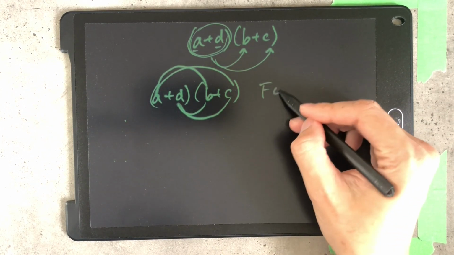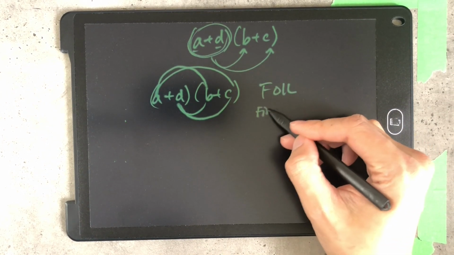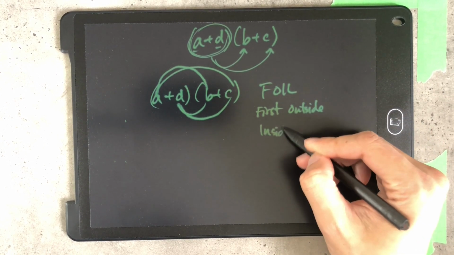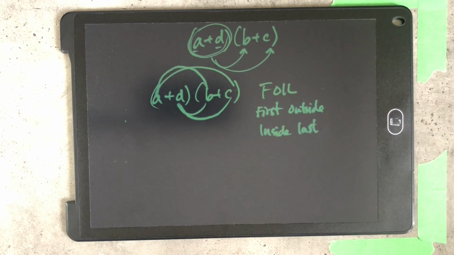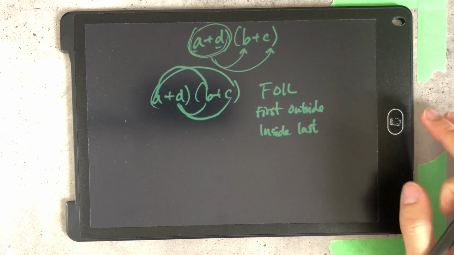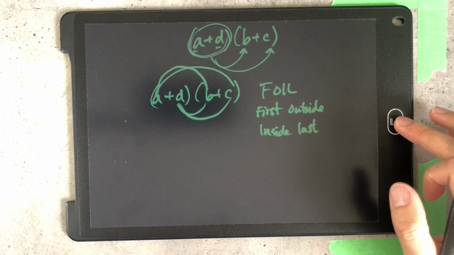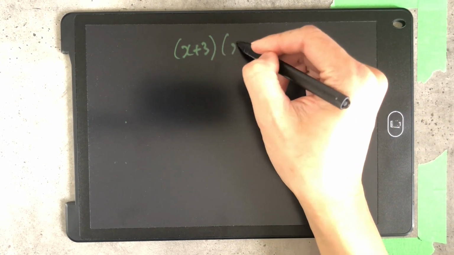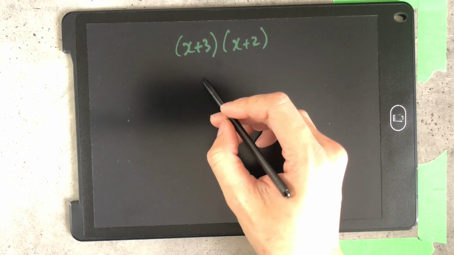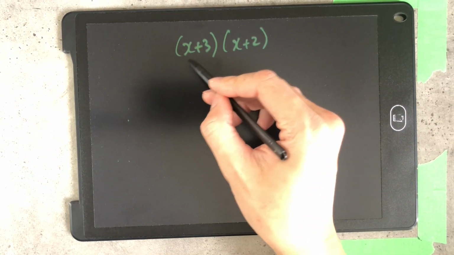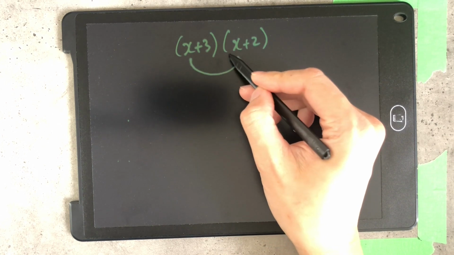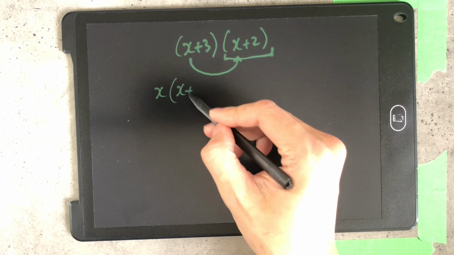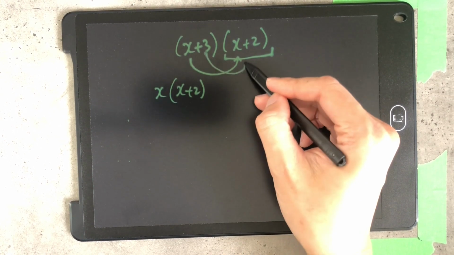Something called FOIL, meaning first, outside, inside, last. Something that is easy to remember. So now we have got this out of the way. Let's look at this example: x plus 3 times x plus 2. Using that distributive law, you're actually multiplying x by x plus 2 and 3 by x plus 2.